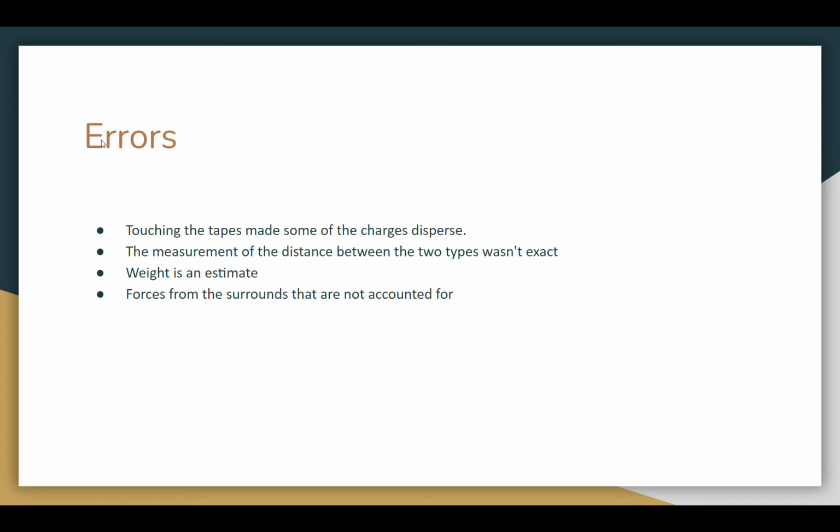Now, some errors in this. Whenever we touch the tape, we are dispersing some of those electrons, which means the charge is going to disperse a little bit, so it's not going to be exact. The measure of the distance between the two tapes wasn't exact. We were using just a normal ruler, and it only goes down to like the 0.1 centimeters, so millimeters. Also, the weight is an estimate. We didn't actually weigh it. We just used a conversion, and all the forces from the surroundings were not accounted for, like any airflow around and stuff like that.